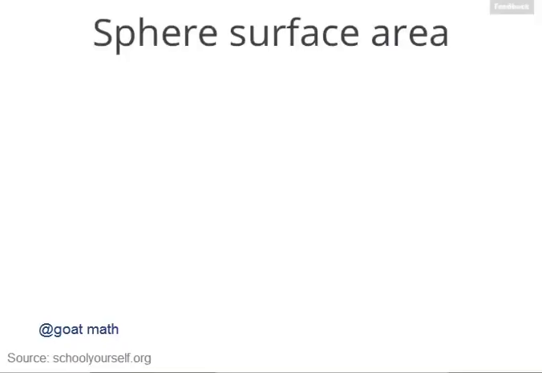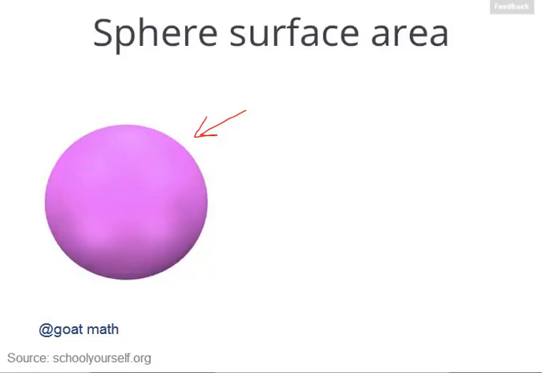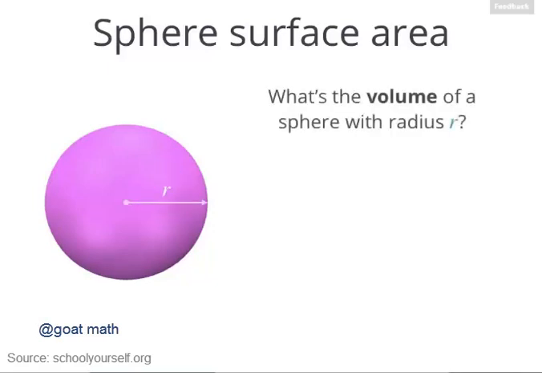Here we'll find the surface area of a sphere, like this sphere here, which is quite a challenge considering that every part of a sphere's surface is curved. Suppose this sphere has a radius r. To get started, let's see if you remember what the volume of this sphere is in terms of r. If you're not sure, just click down here to review.